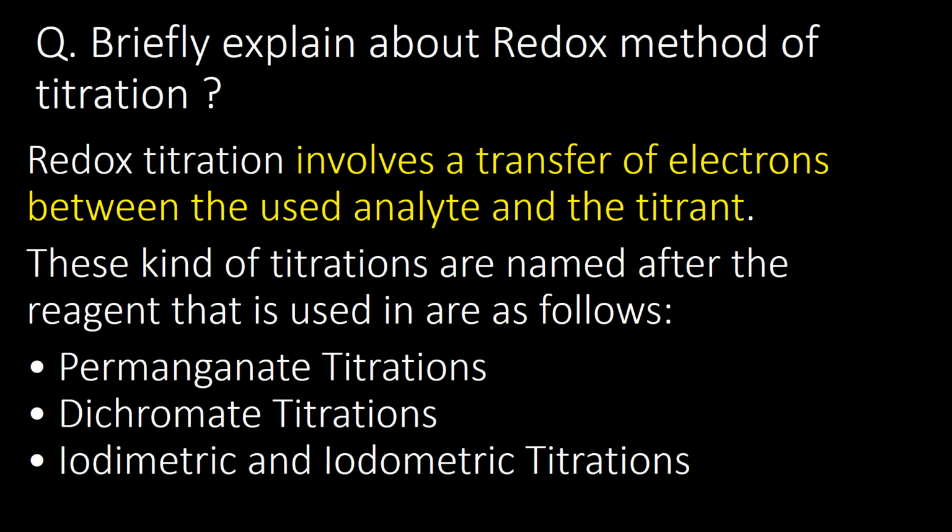Briefly explain about redox method of titration. Redox titration involves a transfer of electrons between the analyte and the titrant. These kinds of titrations are named after the reagent that is used, as follows. First, permanganate titrations. Second, dichromate titrations. Third, iodometric titrations.